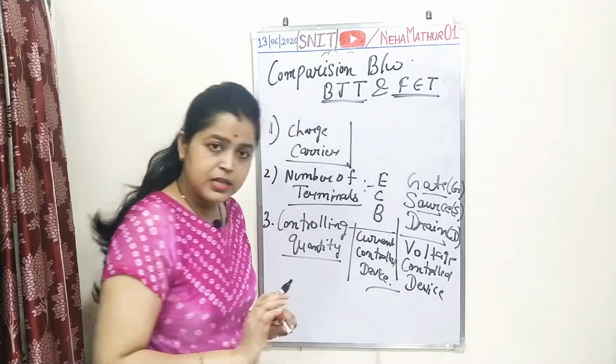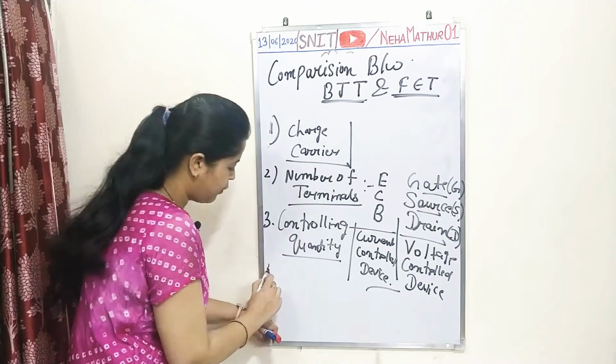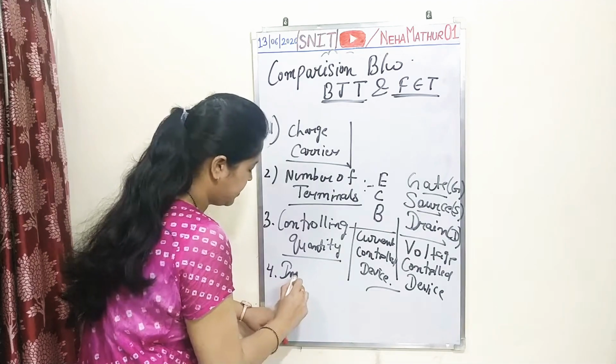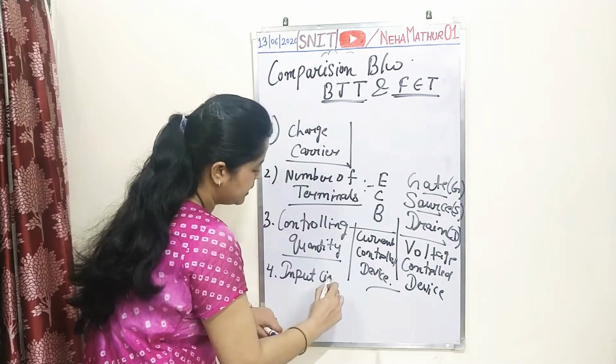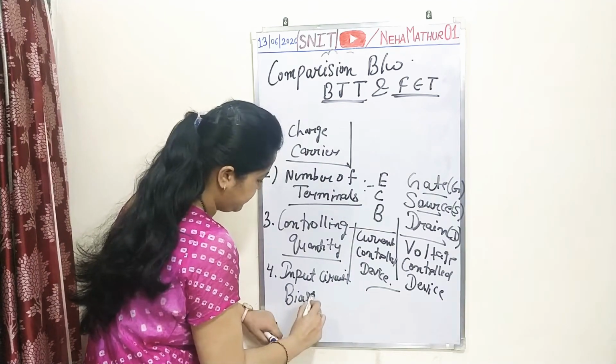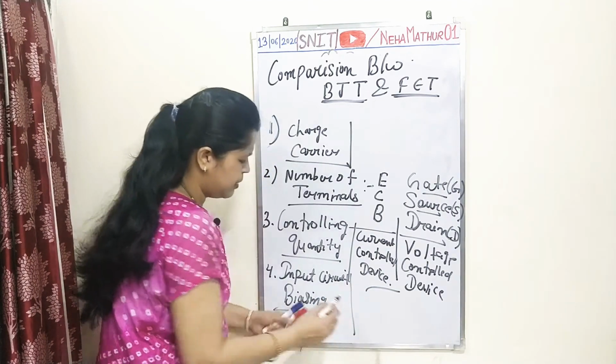Fine with three parameters. Now come to the fourth parameter, which is input circuit biasing. What is this input circuit biasing?